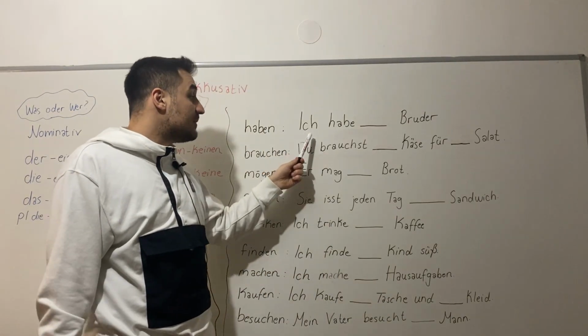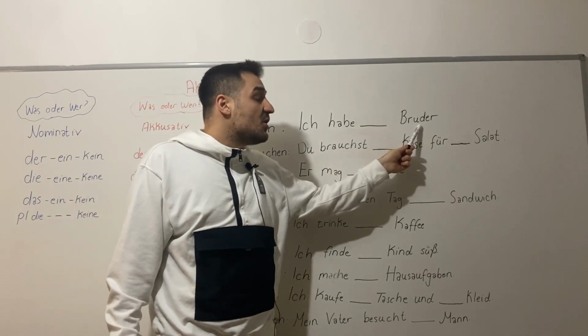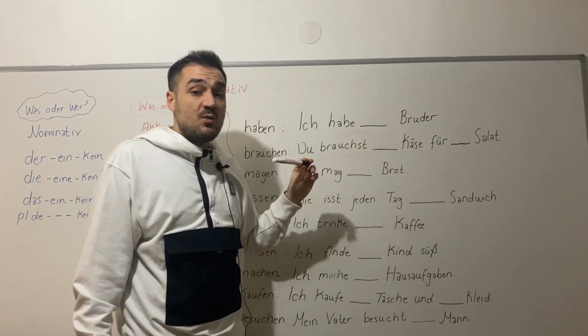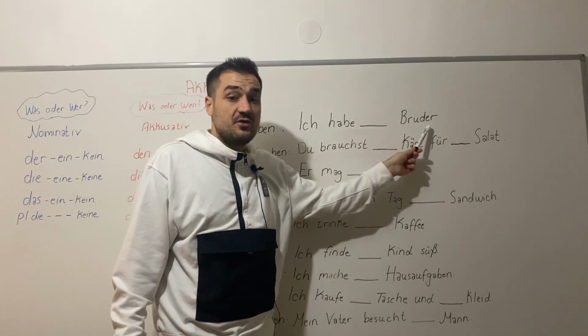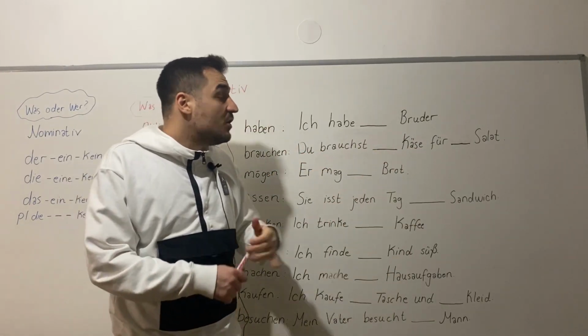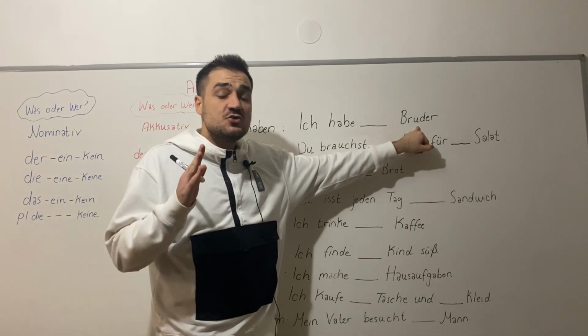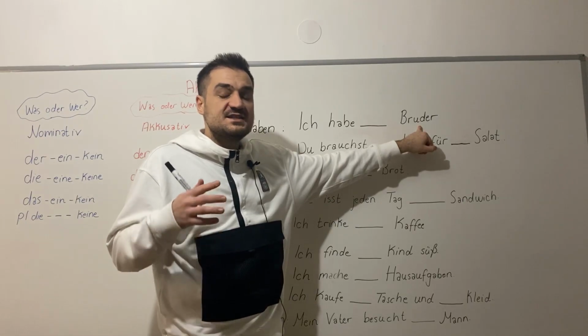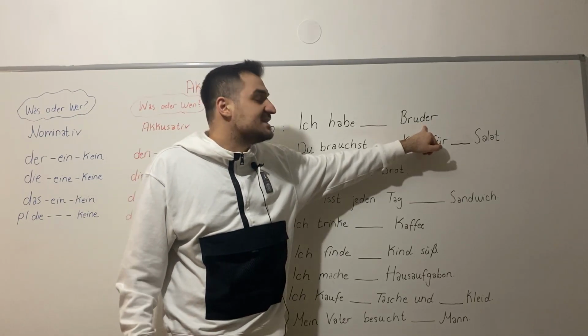And here is the example sentence, ich habe Bruder. Here in this case you said, I have brother, but I want to say, I have a brother. When we want to say, I have a brother, we must look at the noun. What is the nominative case article of Bruder? Brother. It's a masculine person, and that's why it's der.